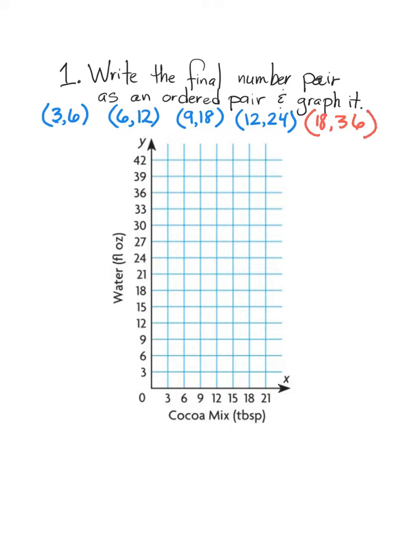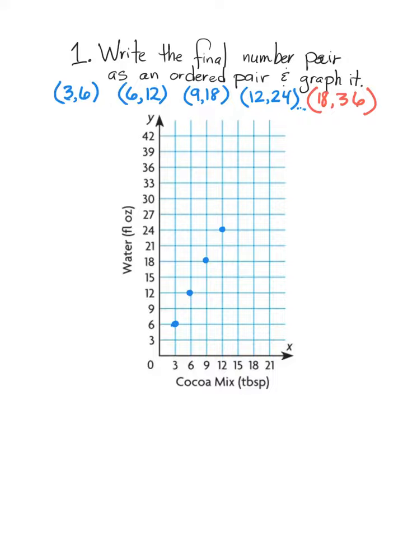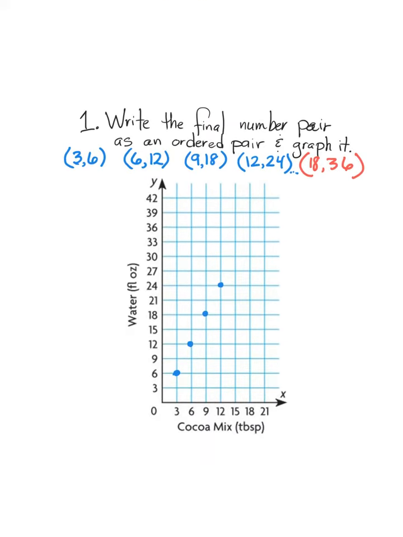So 3/6, 6/12, 9/18, 12/24, and then since it was kind of like a little lull in between, it's going to be a lot higher up. Oops, 18/36. So that is what we're going to do for that.